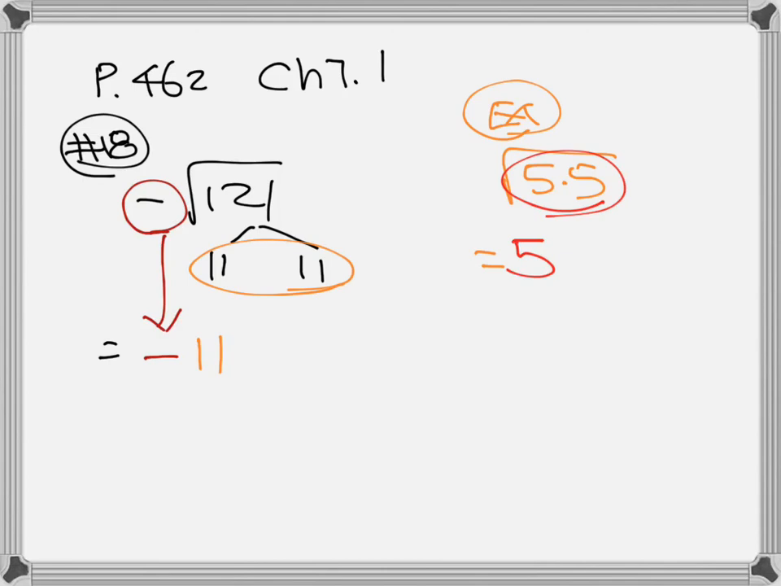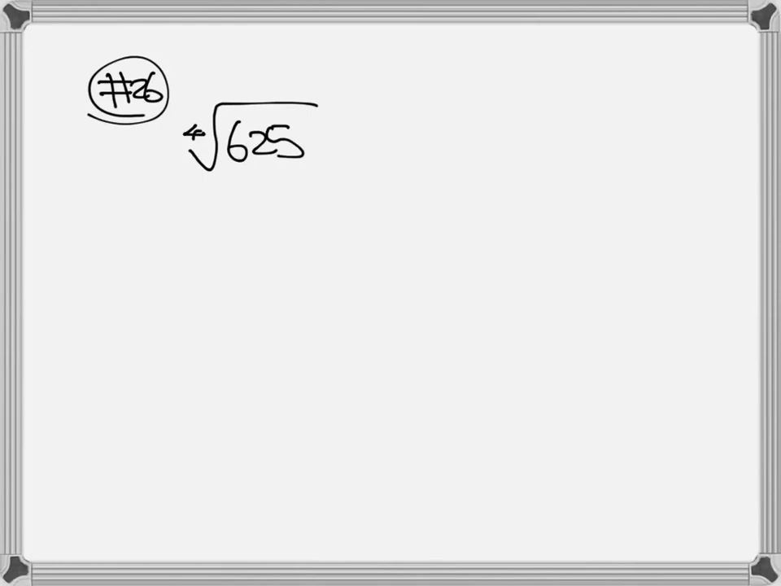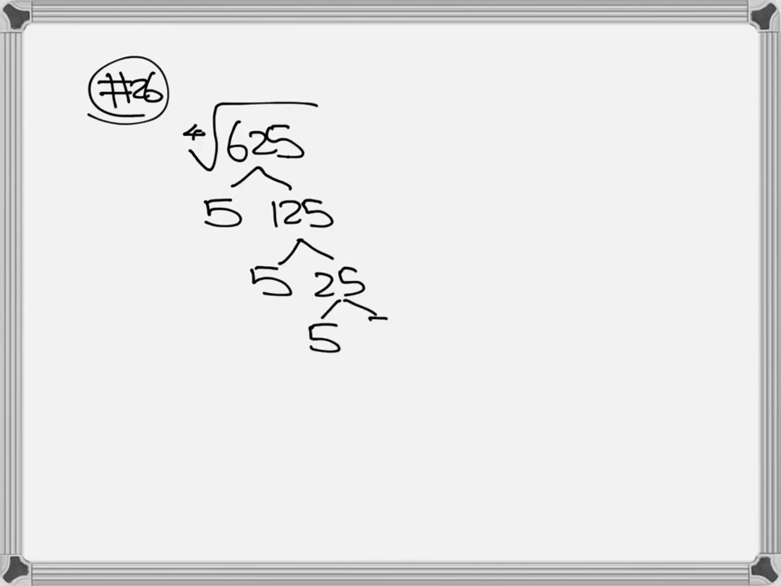Now, let's look at number 26. Number 26, we have a little 4 outside of 625. The little 4 outside means we need to find 4 numbers that are the same. So 625, start with 5, I'm going to use 5. So 5 times 125 gives me 625, or 625 divided by 5 gives me 125. I'm going to use 5 again, and 125 divided by 5 gives me 25. Then 25 is 5 and 5.